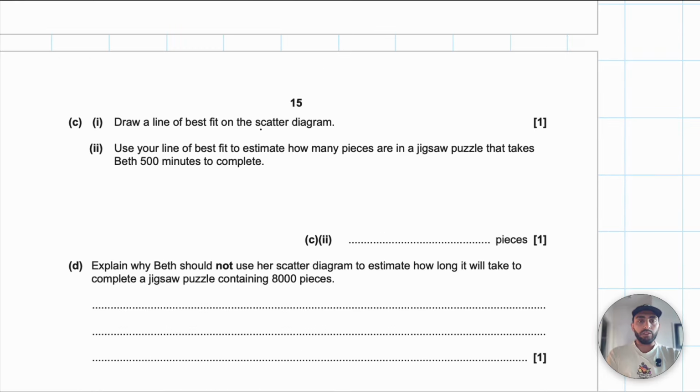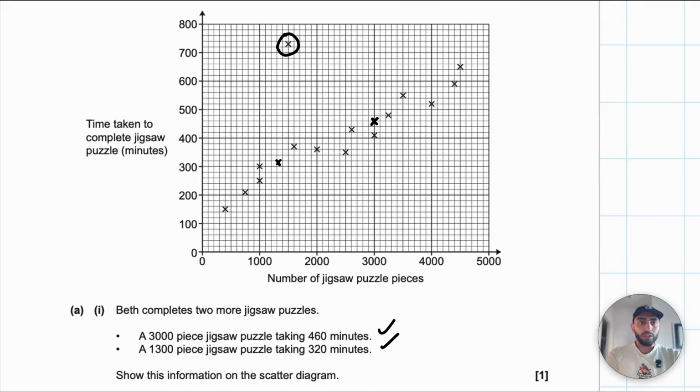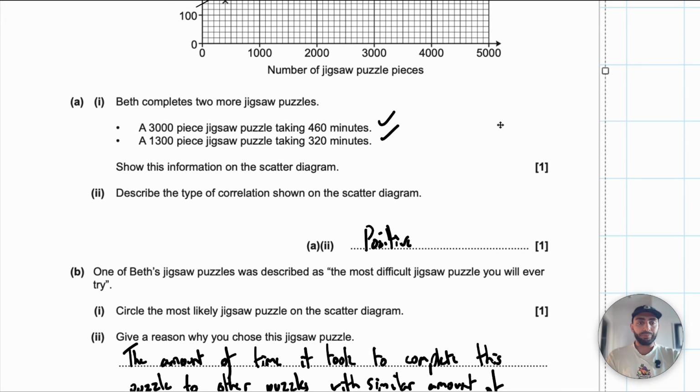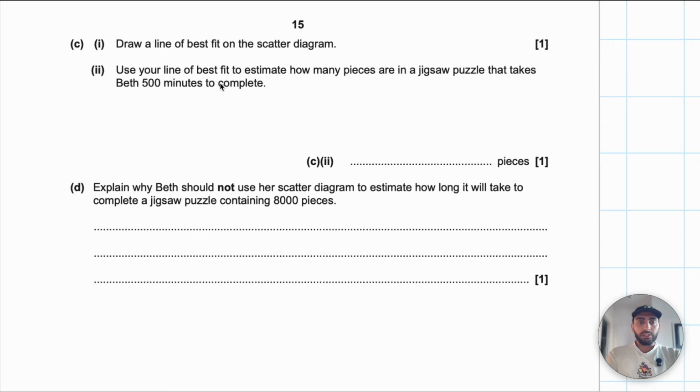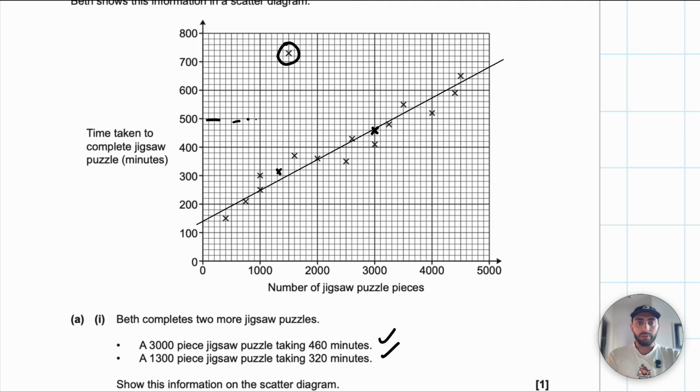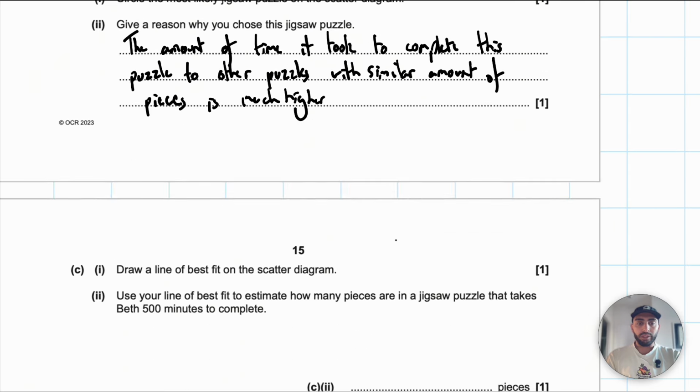Question C, draw a line of best fit on the scatter diagram. So we just need to draw a straight line going through the middle of all of these points. So I would probably start off there and it would finish there. I think that would be okay. Use your line of best fit to estimate how many pieces are in a jigsaw puzzle that takes Beth 500 minutes to complete. Looking for 500 minutes and we'd draw a line across from there, which is over here, and then we draw the line down. That will be at 3,400.